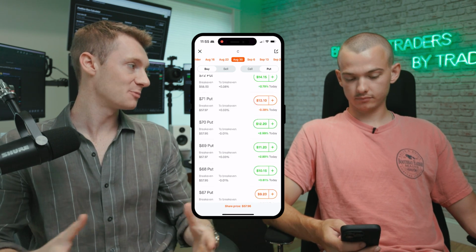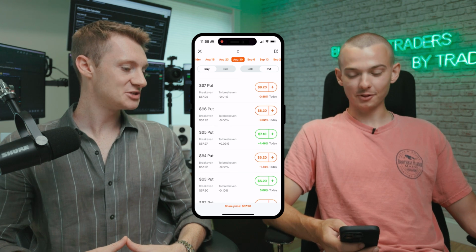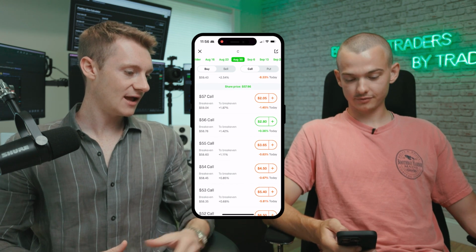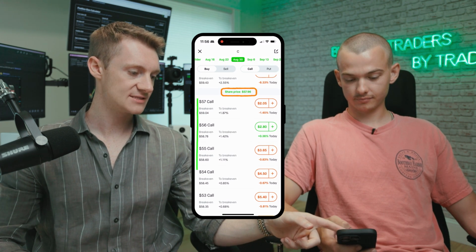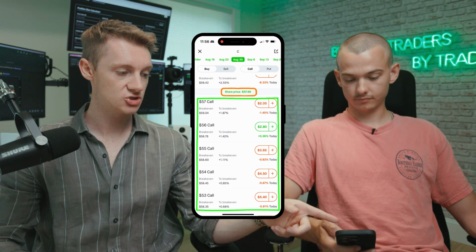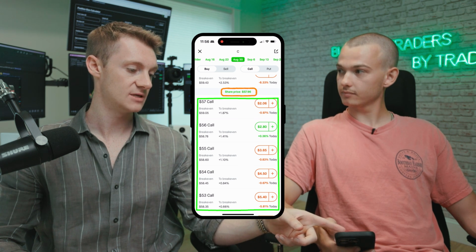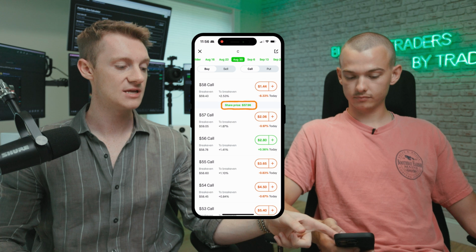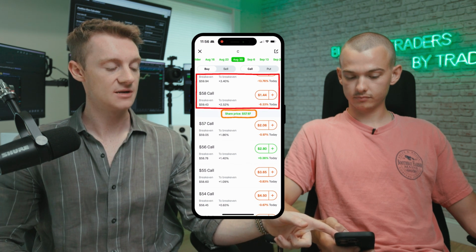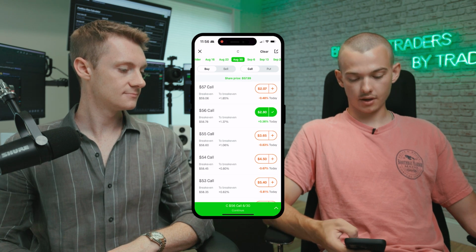Do you think C is going up or down? I think it's going up. Okay, so you're gonna wanna buy a call. And I'll tell you right now, if you go to the current share price, any strike price below the current share price is gonna be considered in the money when it comes to calls. Anything above the current share price is gonna be considered out of the money. So let's try that one.